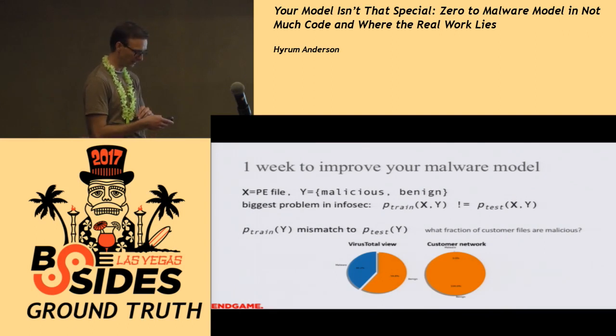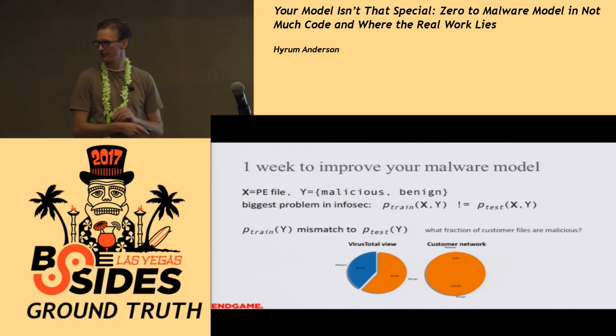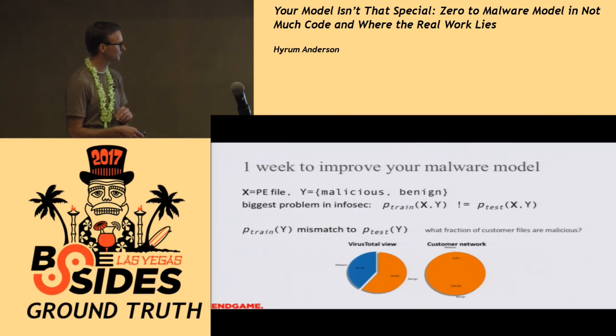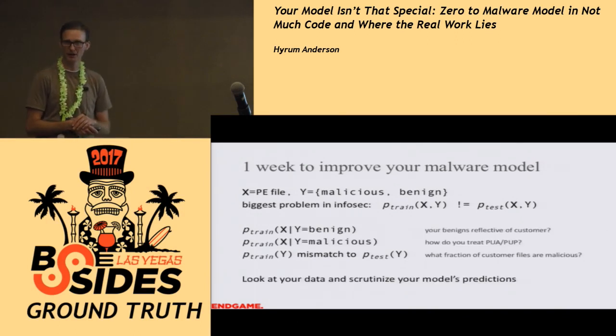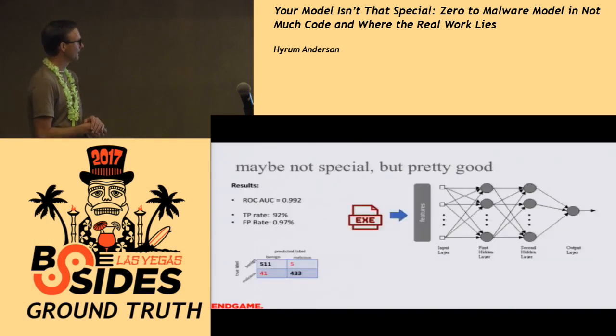Furthermore, there's the prior distribution, so how much malware is on the network. This is the world that VirusTotal sees, for example, and this is the world that your customer network sees. Right? They're very, very different, and those need to be taken into account. At Endgame, there have been times where our model release has been almost nothing except changing the data labels and changing the data that we've trained on. Okay, so this model was not very special, but it is pretty good.